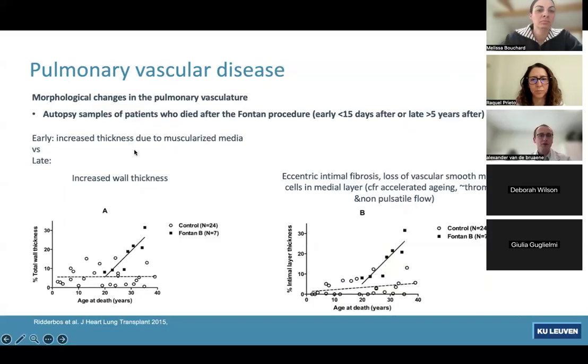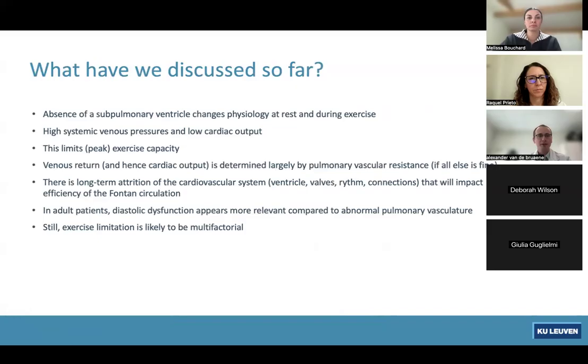If you see early Fontan circulatory failure, you see something that maybe resembles PAH. But if you see late Fontan circulatory failure, you see increased wall thickness, fibrosis, or actual loss of vascular smooth muscle cells in the medial layer, and that is absolutely different from what you see in PAH. So it's not necessarily said that those pulmonary vasodilator drugs work in Fontan patients, which is probably why the trials, the FUEL trial and the TEMPO trial, and so far the Rubato trial, have not been successful.